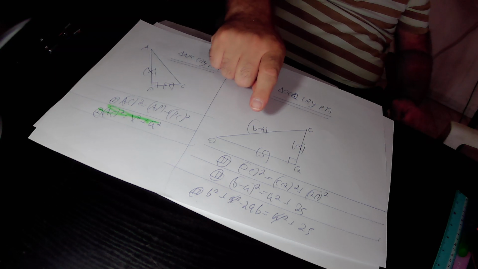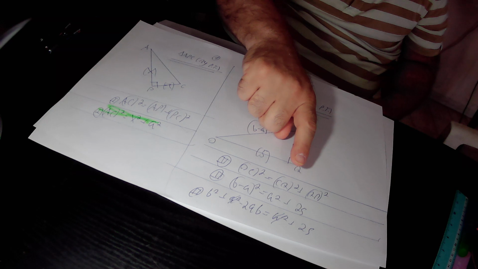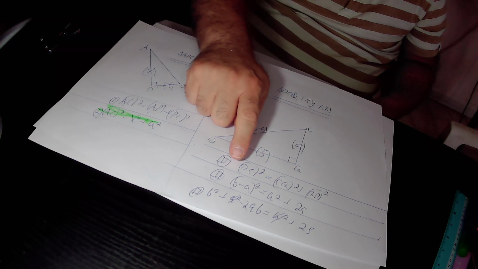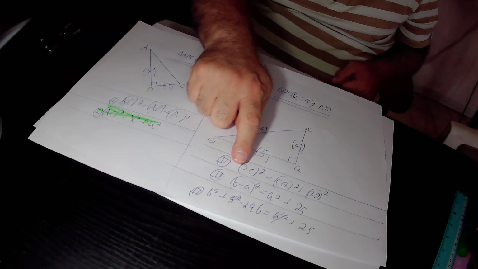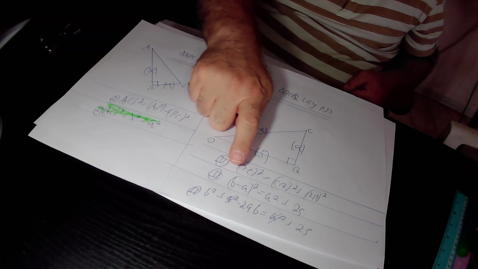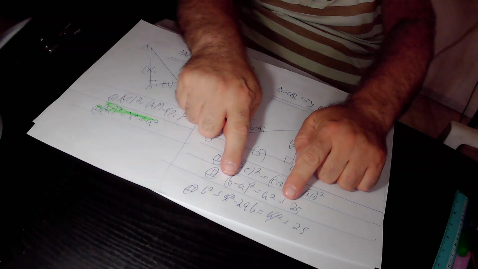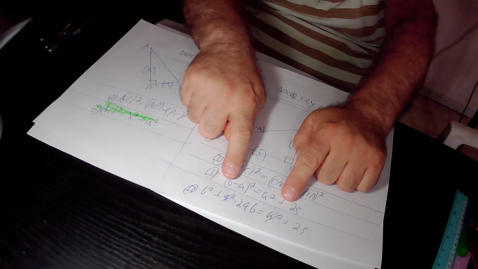So in total, according to equation 2, we find that (b minus a) squared equals a squared plus 25. We open the brackets on this side of equation 2, and finally find that (b minus a) squared equals b squared plus a squared minus 2ab, and it is equal to a squared plus 25. We have a squared on both sides of the equation, so a squared will get cancelled.